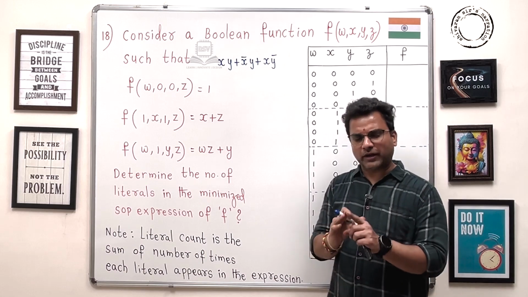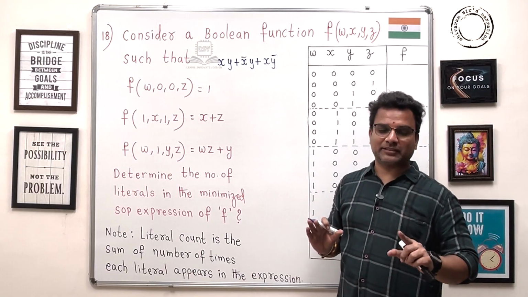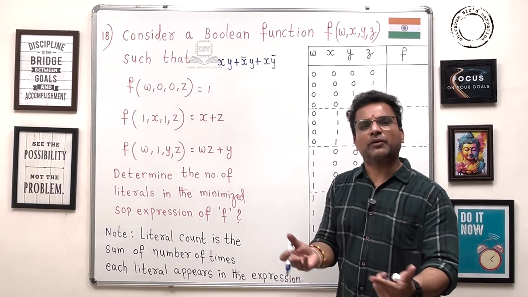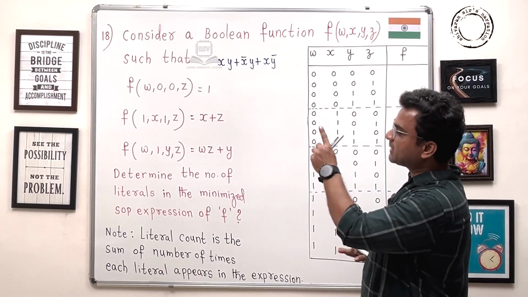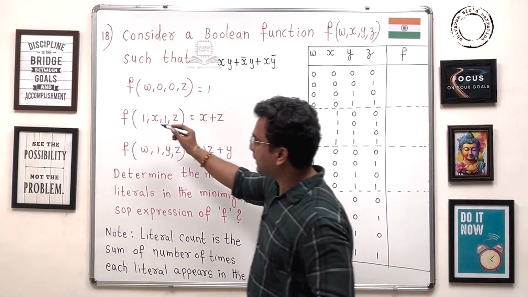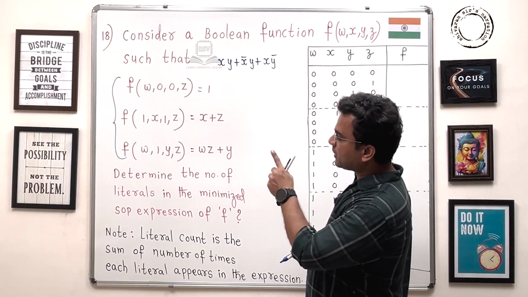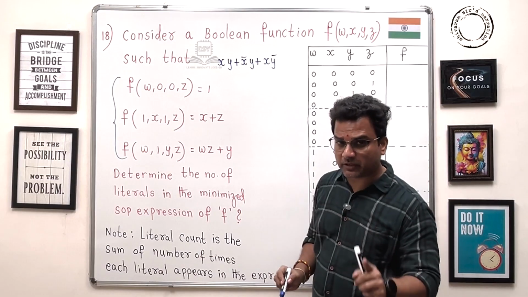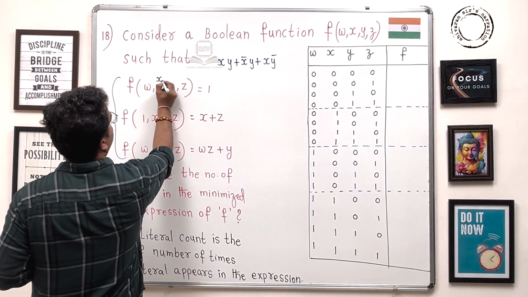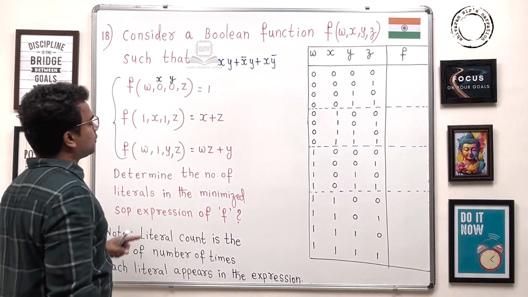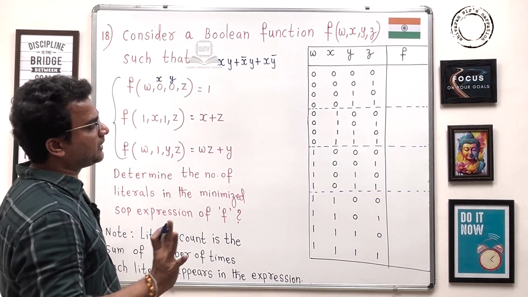So for any numerical, if they ask us the literal count, you need to get the simplified expression, and from that you can count. That's it. Now let's see the design requirement. f of w, 0, 0, z is equal to 1. That means, as per the given requirement, this is x and this is y. So whenever x is 0 and y is 0, the output will be 1. That is a design requirement.